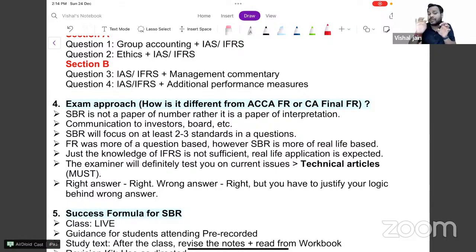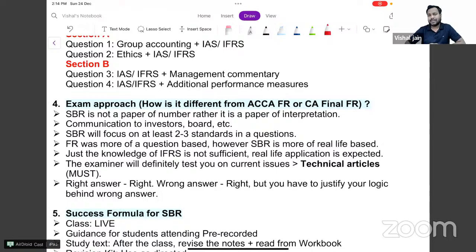So see the orientation of the ACCA examining team. They are much more focused on you explaining a topic rather than you calculating any given number. So you have to change your orientation from numbers to explanation. I'm not saying numbers are not important, they are also important, but you have to change your focus from numbers to explanation. And how will this explanation come? You have to practice more and more.